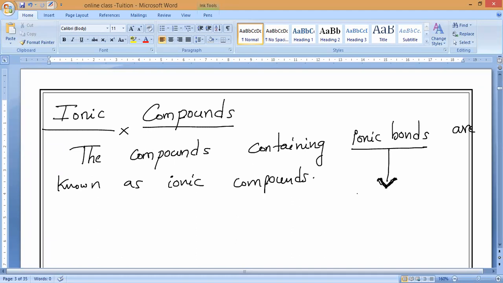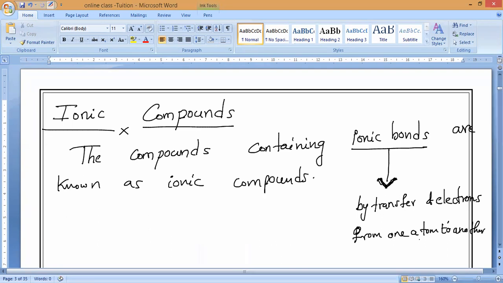So ionic bonds mean what? Transfer of electrons from one atom to another atom. Here, the atom which donates the electrons is called the donor, and the one receiving electrons is called the acceptor. Correct or not? Please respond. Yes, so that is what you should remember.